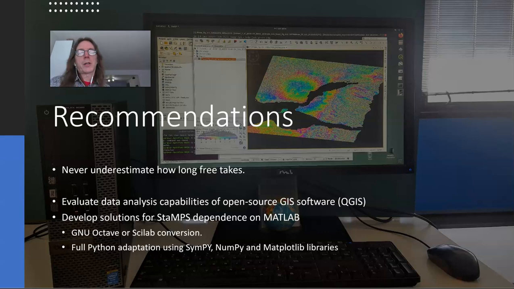Possible extensions of the project include evaluating the analysis capabilities and limitations of open source GIS, like QGIS, which was installed but only tangentially used for the project during workflow testing, or developing a solution to the MATLAB licensing requirement for StaMPS, perhaps converting it to use several of the MATLAB equivalent open source software like GNU Octave, or even, possibly better, a full Python adaptation of StaMPS.